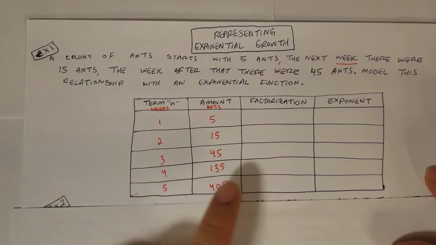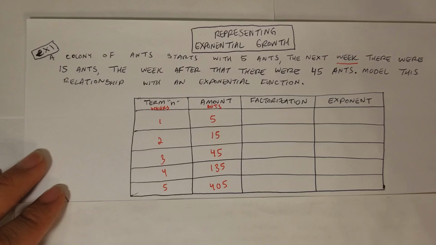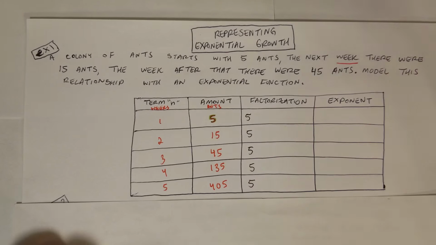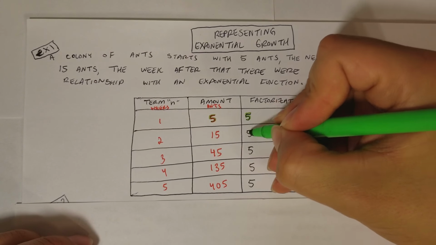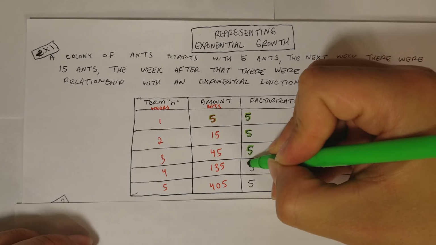In the factorization column, we're basically breaking each number apart into what times what gives you the number on the left side. My recommendation is always, always, always, the initial amount of whatever it is you're talking about is going to be the same all the way down the factorization. So we started off with 5 ants. I'm going to write 5, 5, 5, 5, 5, because that's the initial amount of ants. 5 times what number would give you the number on the left? 5 times 1 would give me 5, so we're good on that.